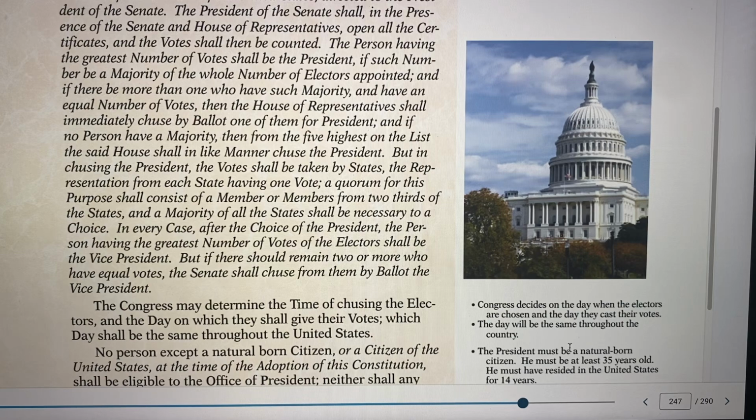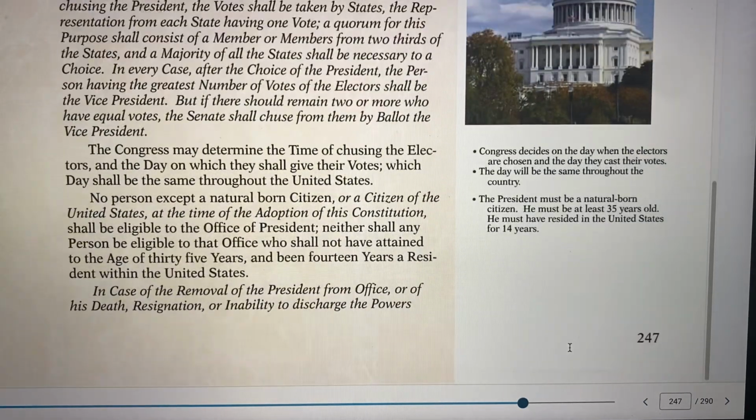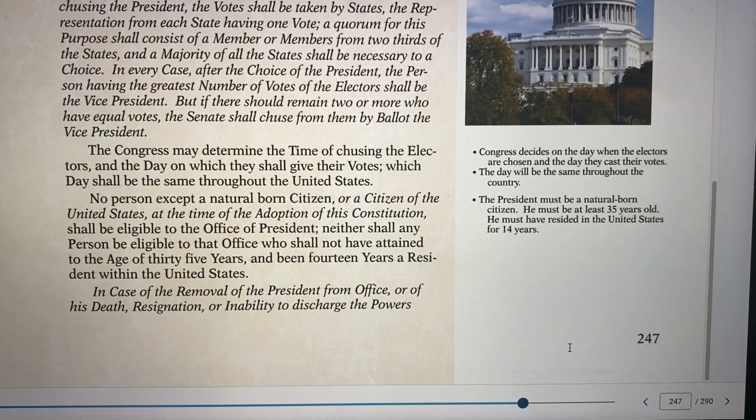So if, say, a state wins the popular vote, then all the elector votes go to that candidate, right? So the Electoral College has as many electoral votes as they have congressmen in Congress, right? The Congress decides on the day when the electors are chosen, the day they cast their votes, okay? The day will be the same throughout the country. So that's when the Electoral College casts their votes.